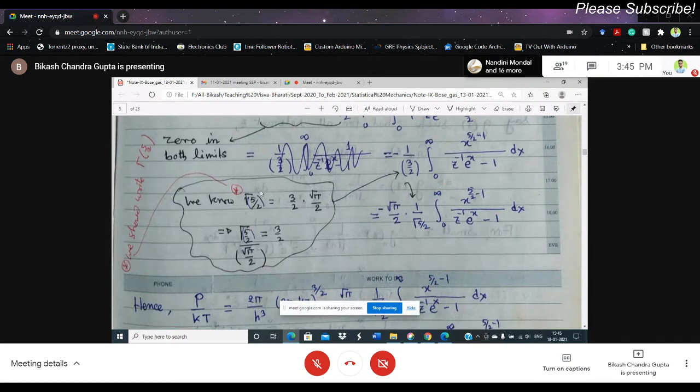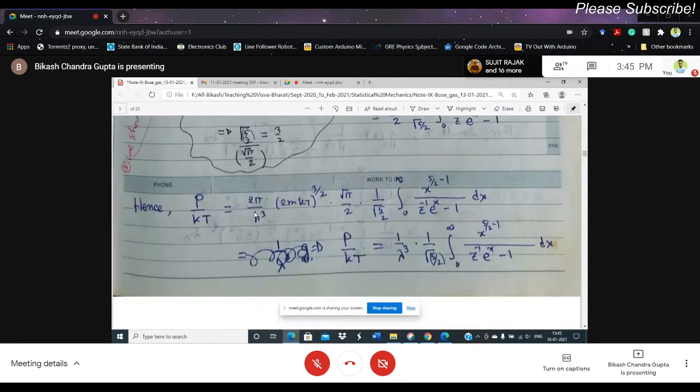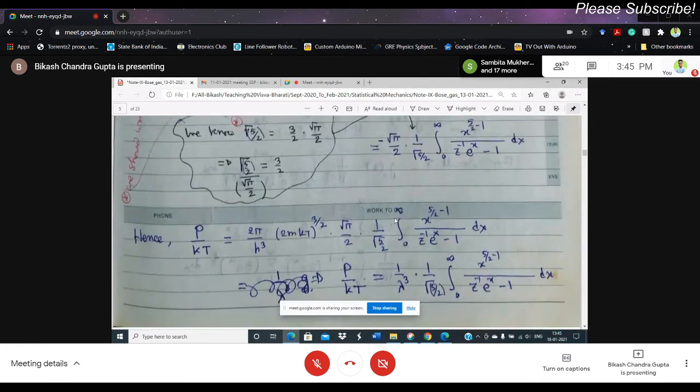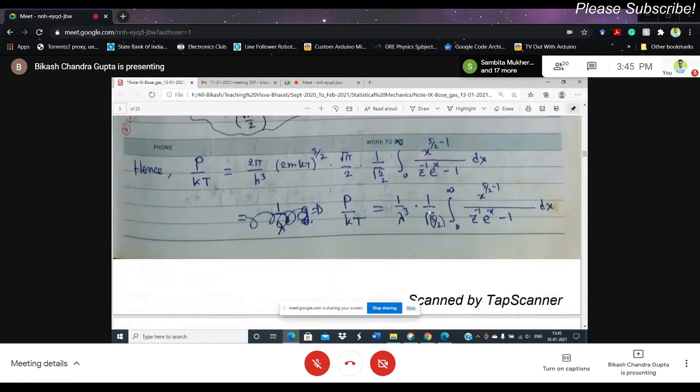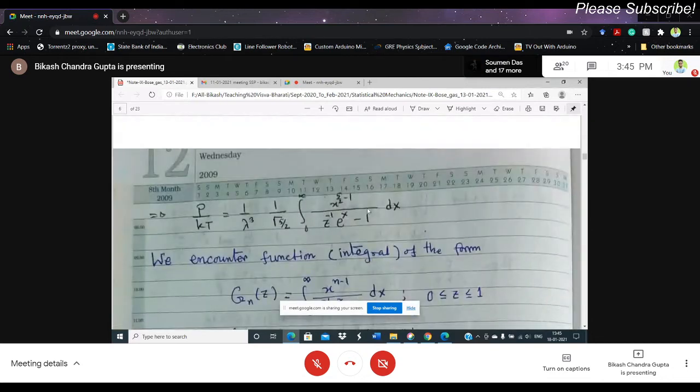And then this gamma of 5 by 2 can be written in this form, and therefore this 3 by 2 is replaced in terms of the gamma function, and eventually you have this formula. Therefore p by kT is, if these things are already there, you have seen, and along with that this term, and therefore if you simplify it, p by kT would be 1 by lambda cubed this and this. Okay, now you see, p by kT, I have rewritten in this form.